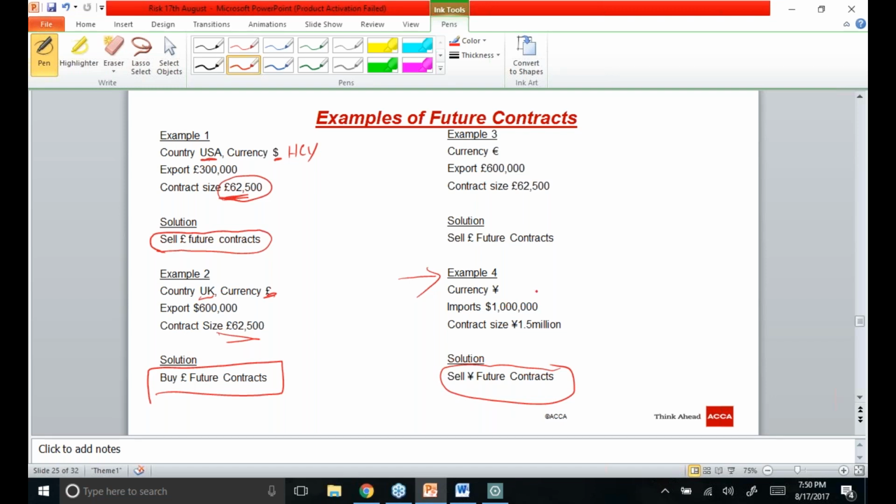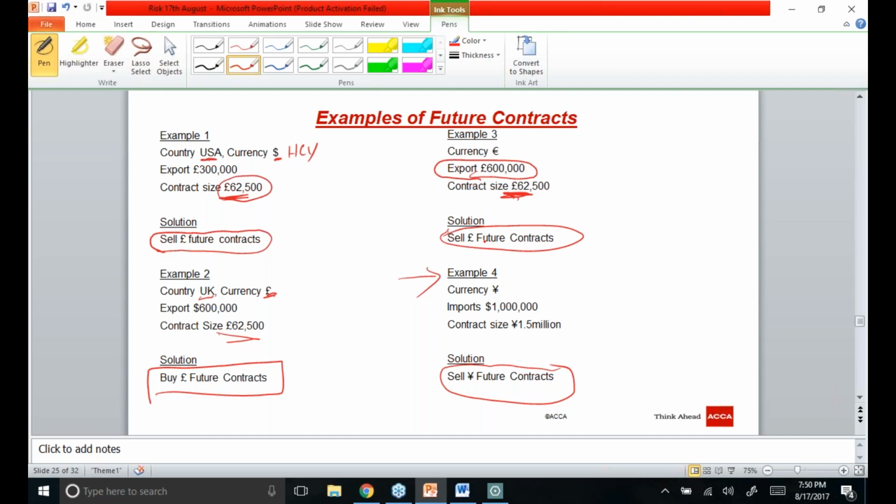Okay, example number 3. Your home currency is euro, and you are going to receive 600,000 pound. In which currency do we have to think, pound or euro? In pound. So what are you going to do with the pound? We are going to sell the pounds. So sell the future now. Sell pound future contracts. So this is a very basic concept.